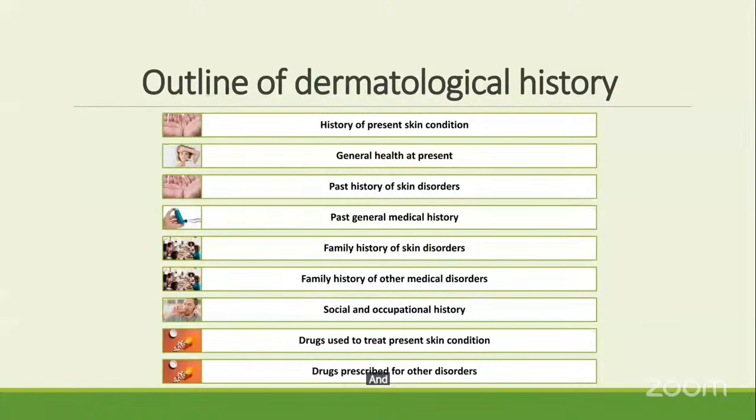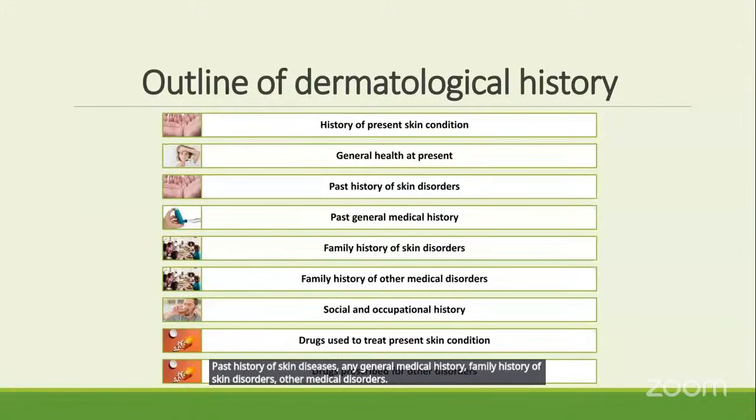And we will show the case directly. I will share this PPT. So, we want to check all these things: history of the present skin condition, general health, past history of skin diseases, any general medical history, family history of skin disorders, other medical disorders, social and occupational history, any drugs used. It's very important in skin conditions and other diseases.